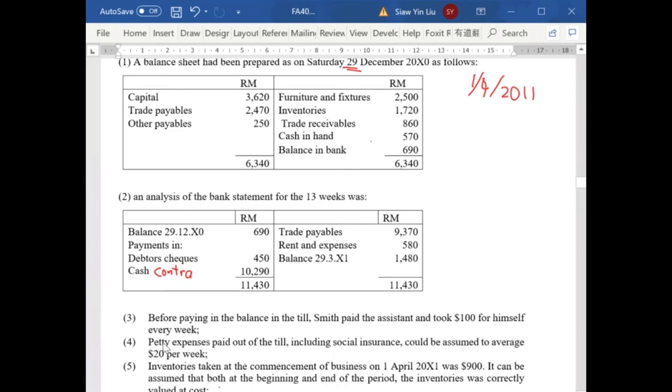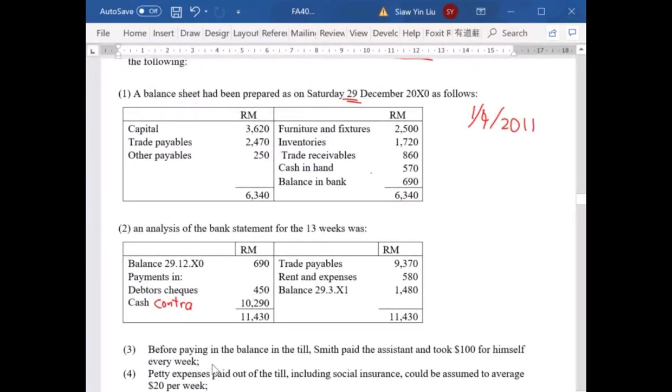Now, before paying the balance in the till, the owner will pay the assistant and take 100 for himself every week. So this means that every week I have to pay the assistant 50 times 13 weeks, and then 100 for myself, 13 weeks. This is the money in your cash register machines every week that I will be taking out. So this one is your salary, and here is your drawing. This is wages and salary, guys, and this is drawing.